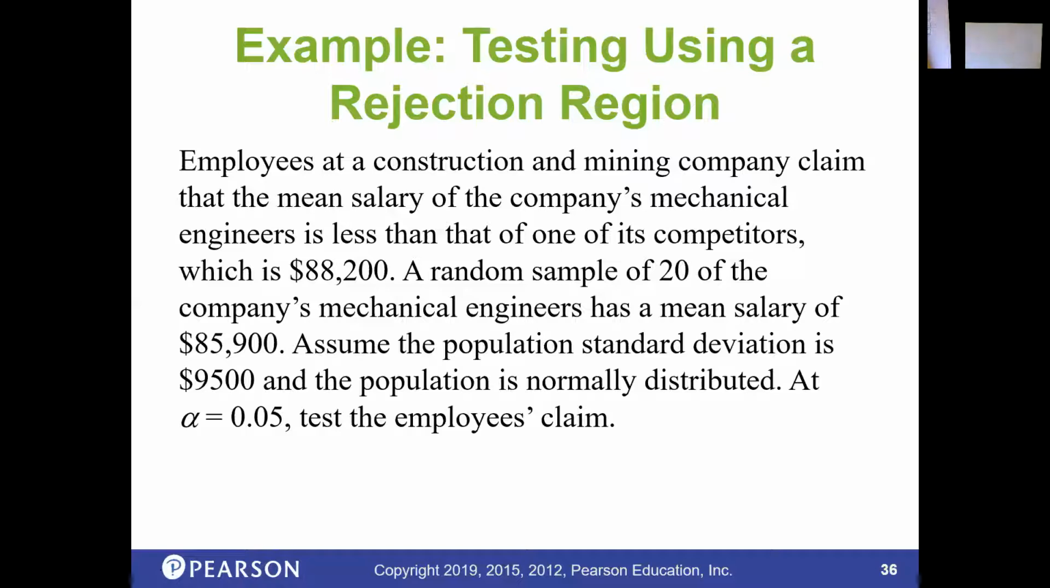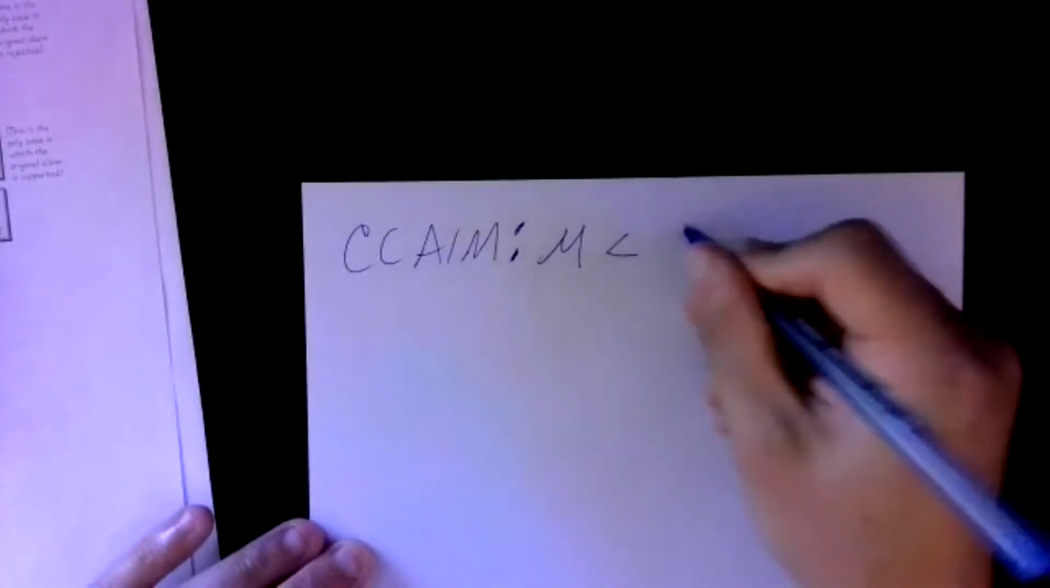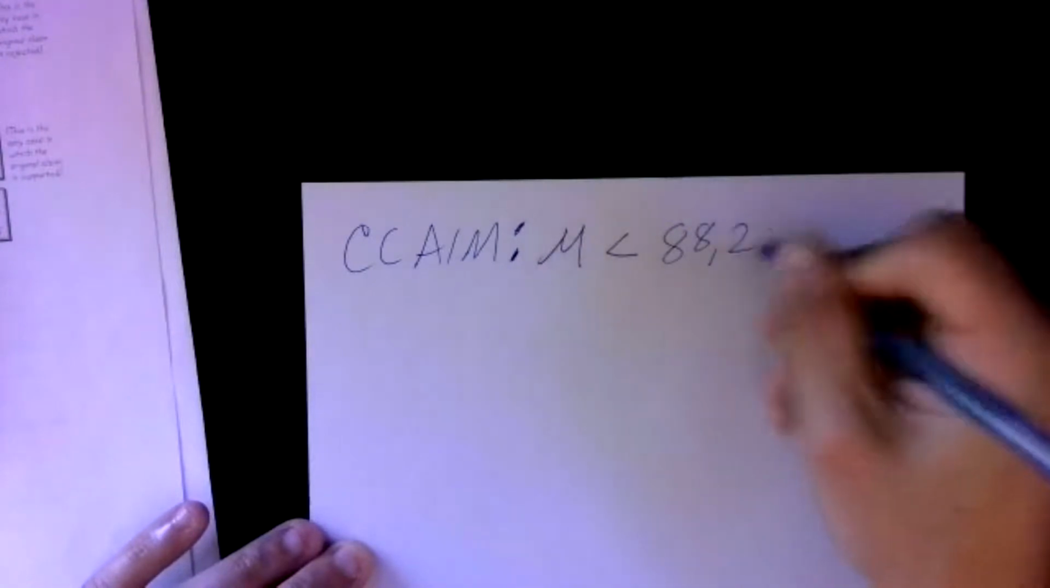So whether you're using p-value or rejection region, the first step is the same, which is to state the claim. All right, claim. We are talking about mean, mu. The employees claim that the mean salary is less than 88,200.